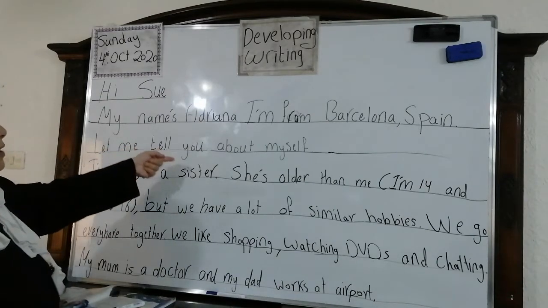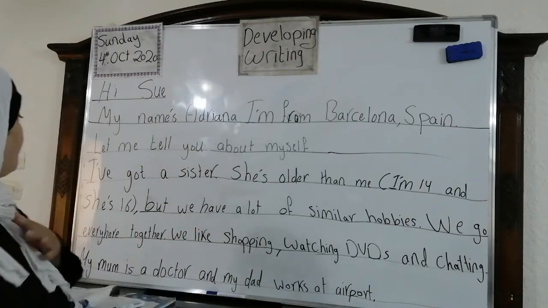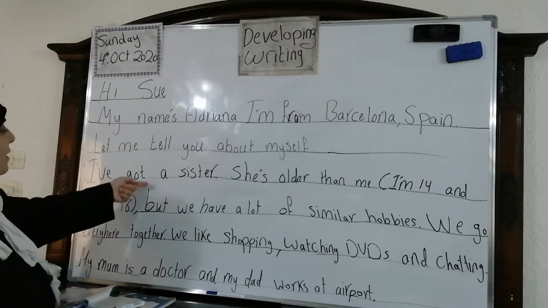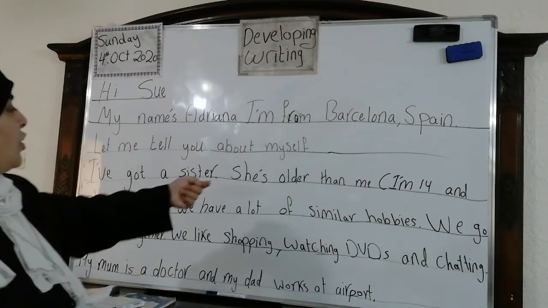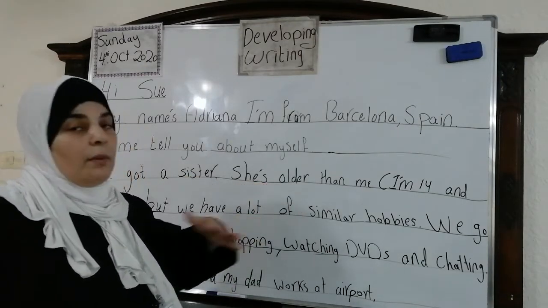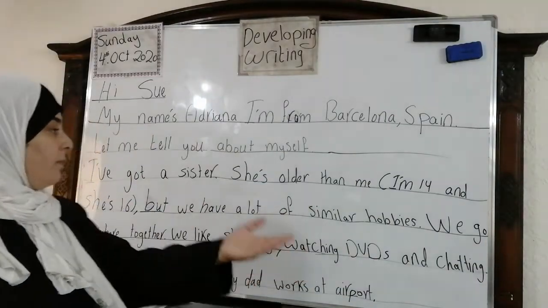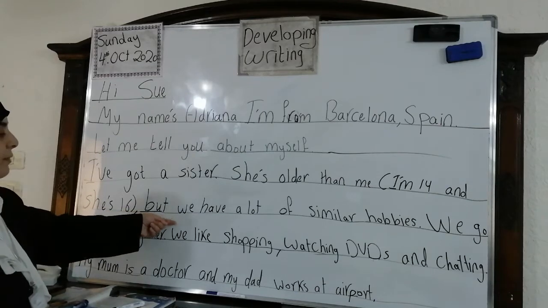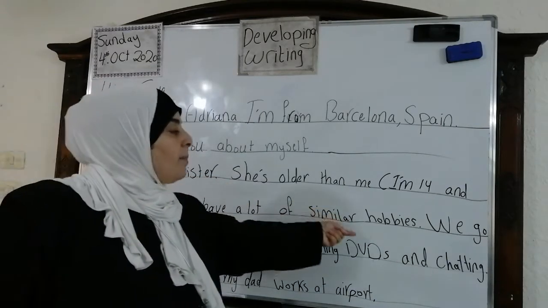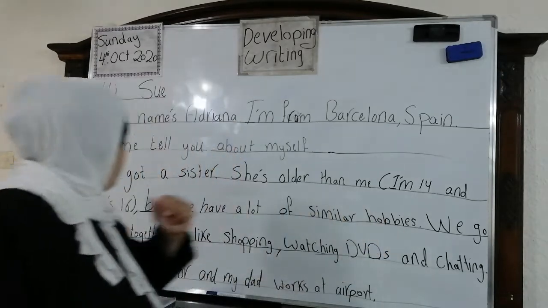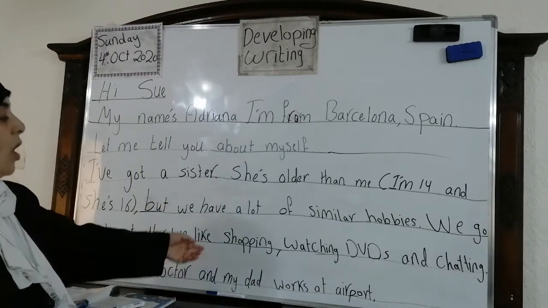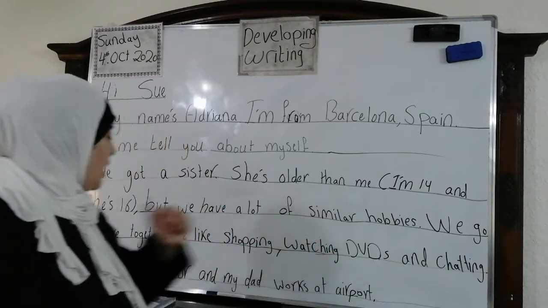Let me tell you about myself. You started your email. I've got, look at this one. It's the shortcut of the construction of I have. I've got a sister. She's older than me. I'm 14. You are introducing yourself. And she is 16. Okay? But we have a lot of similar hobbies. We go everywhere together. We like shopping, watching DVDs, and chatting.